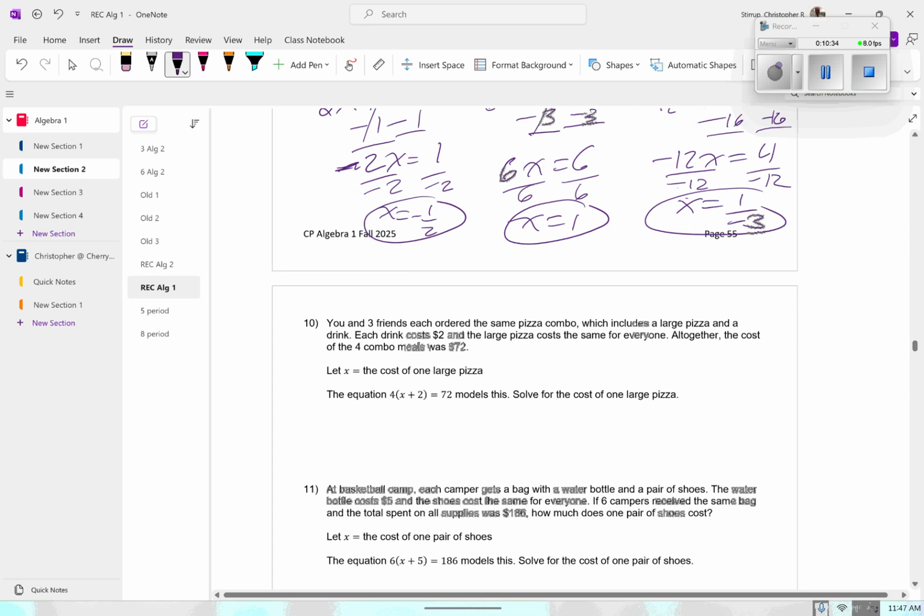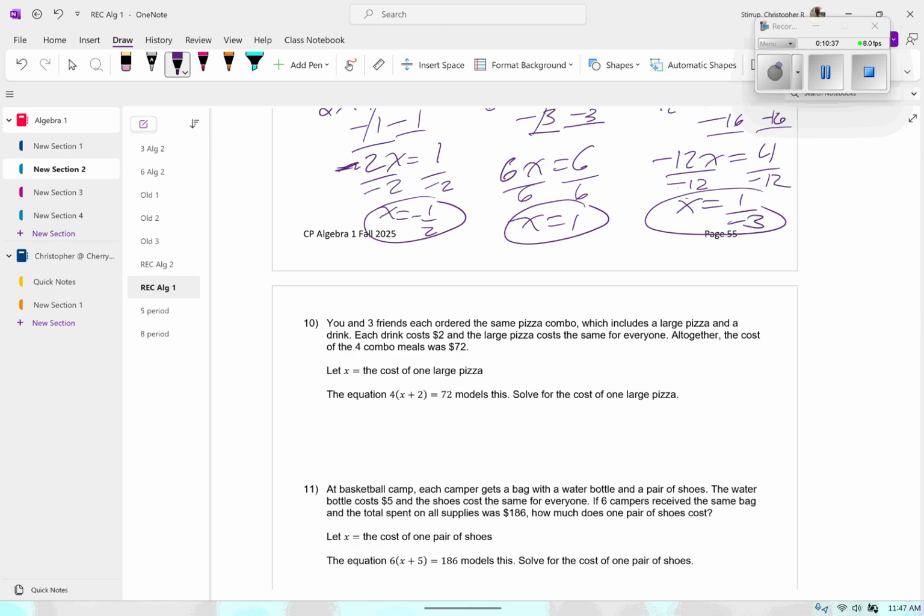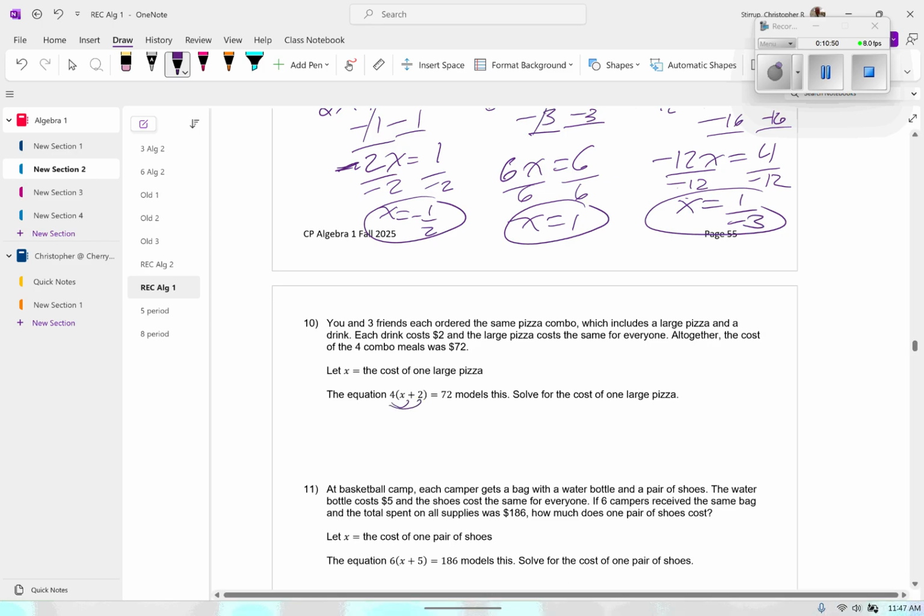You and 3 friends ordered the same pizza combo. So there's 4 of you total, which includes a large pizza and a drink. Each drink costs $2. The large pizza costs the same for everybody, although the cost of the combo was $72. Okay, so that's because of you and your 3 friends.